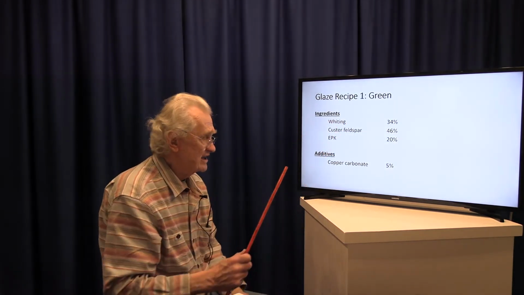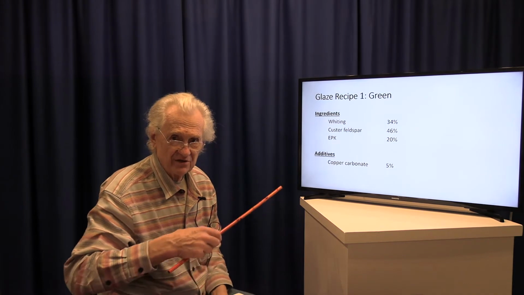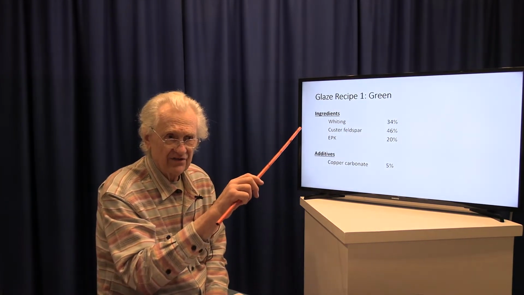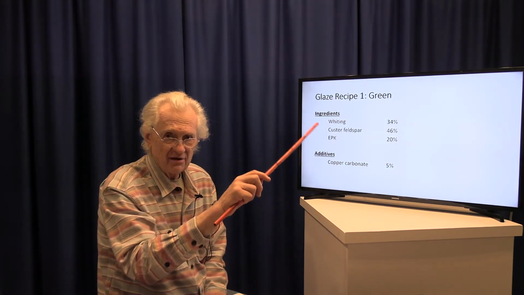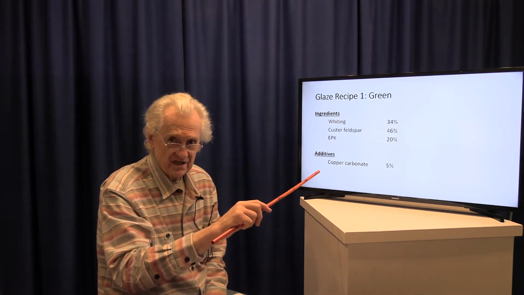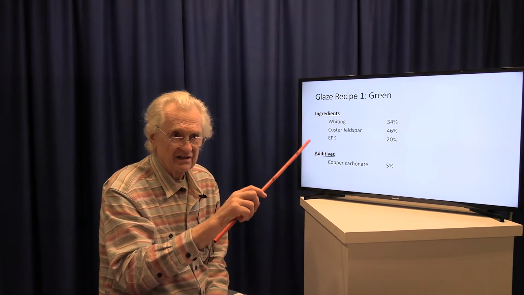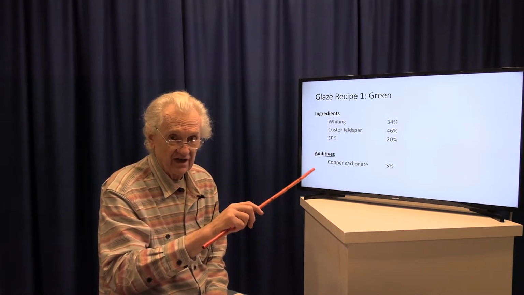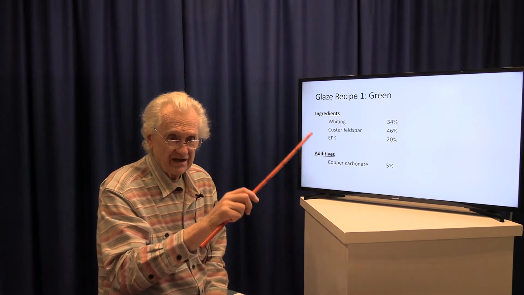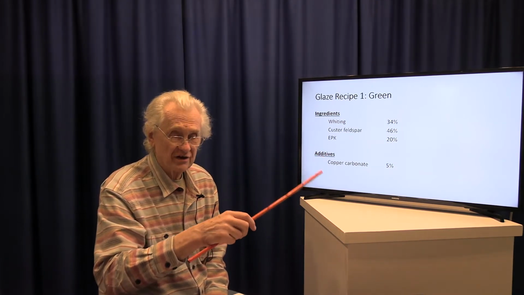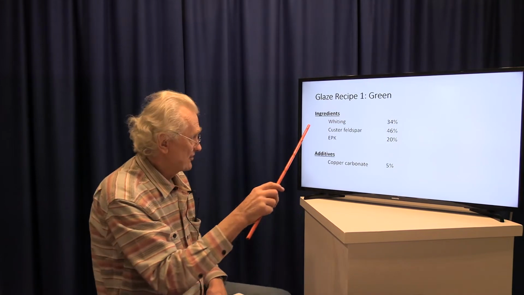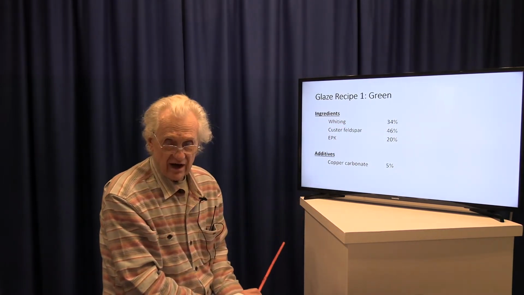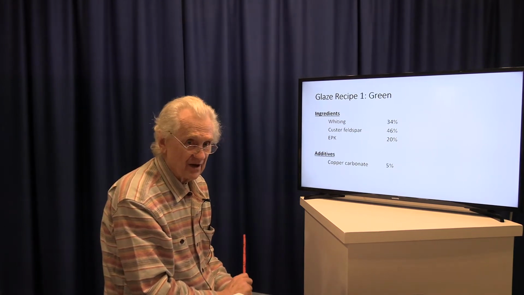So we know that whiting in general is a fairly high temperature flux. Remember early on we talked about, when we looked at the list, we had alkali metals and alkaline earths. Well, the alkali metals, lithium, sodium, potassium, are generally low temperature fluxes. And the alkaline earths, magnesium, calcium, strontium, barium, in general, are higher temperature fluxes. So when I look at this recipe, I see whiting 34%. That's a lot of whiting, and we know that's a fairly high temperature flux.